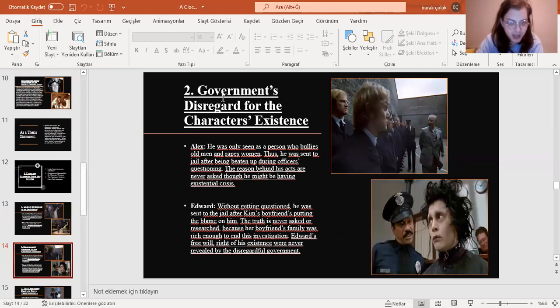The second fact: the government's disregard for the characters' existence. When we look at both of them, for example, Alex was only seen as a person who bullies old men and rapes women. Thus, he was sent to jail after being beaten up during officer questionings. The reasons behind his acts were never asked, though he might be having an existential crisis. He was never asked. Edward was never asked either.